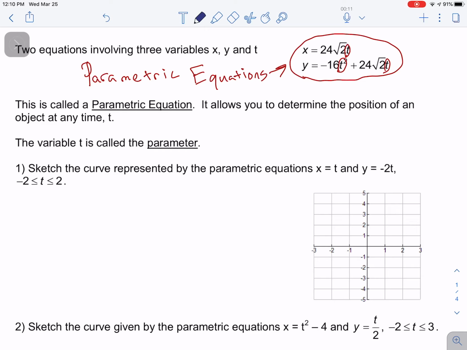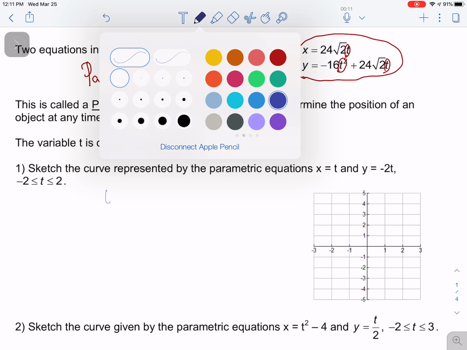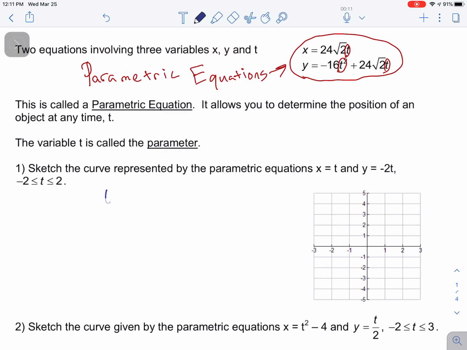Okay? So we're going to go ahead and just practice sketching here. I know I just did it really quick above, but to sketch these, what you want to do is make a little bit of a table. So you want to have a t, an x, and a y. So t is negative 2. We just pick all the integers that are in between.